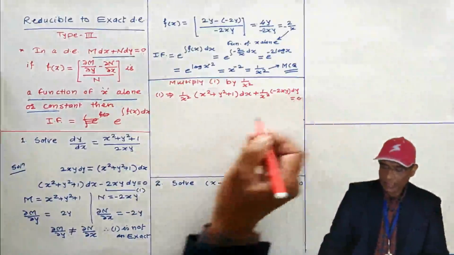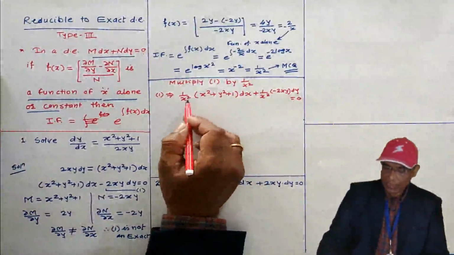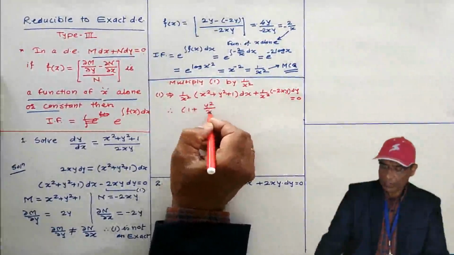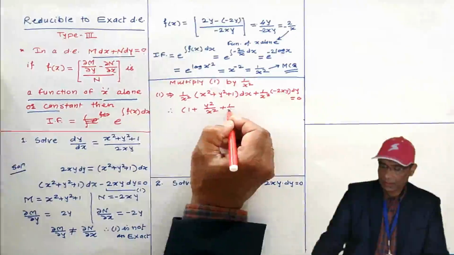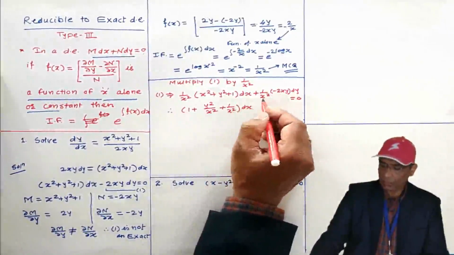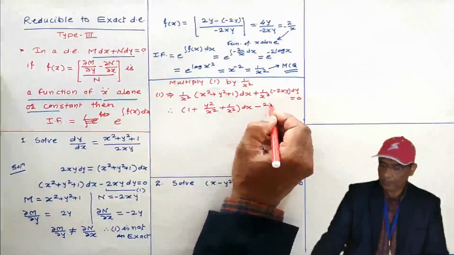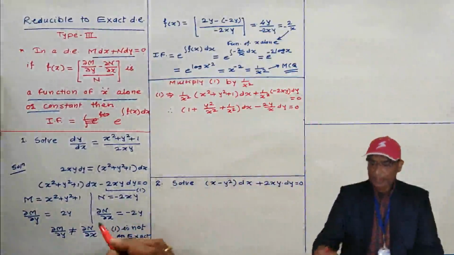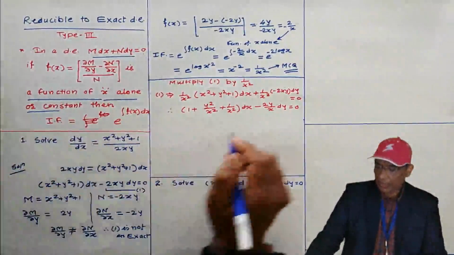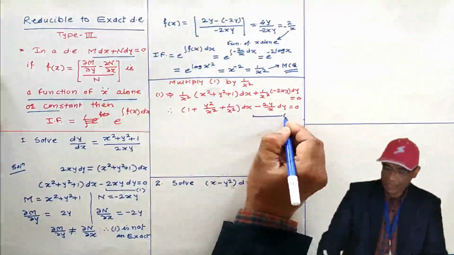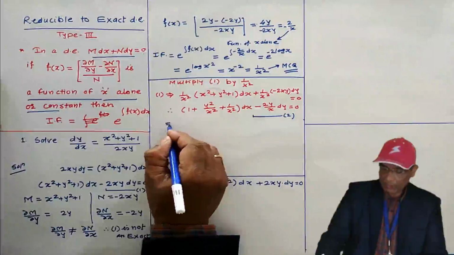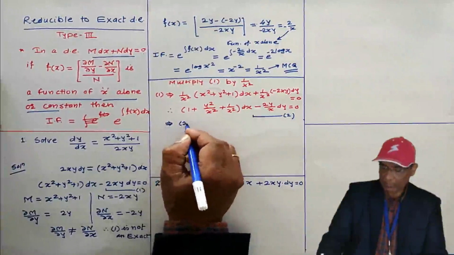Now try to evaluate it. x square by x square is 1, y square by x square is there, 1 by x square is there. Then multiplying this by 1 by x square, minus 2y by x will remain. If you multiply this by the integrating factor, then the resulting equation is an exact differential equation. Therefore, equation 2 is an exact differential equation.